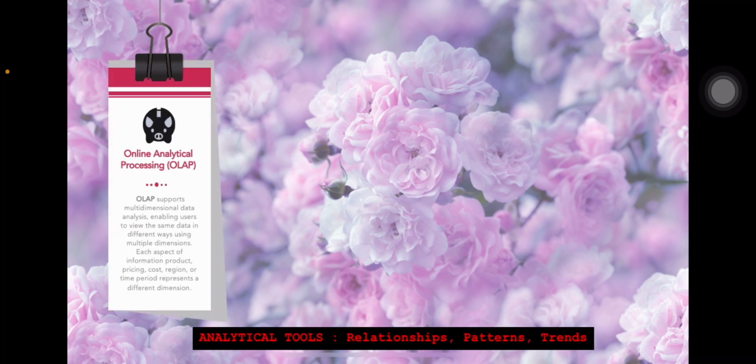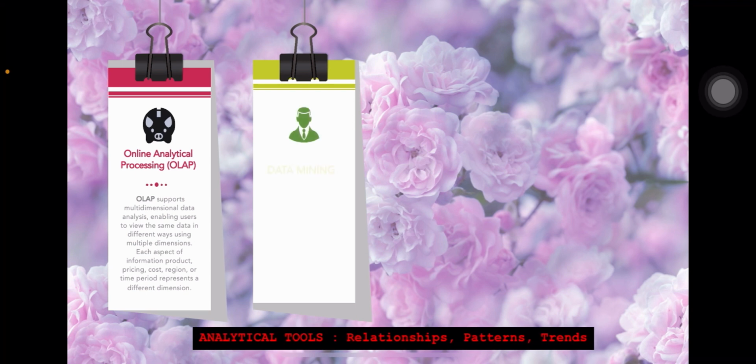First, we have online analytical processing, or OLAP. OLAP supports multidimensional data analysis, enabling users to tap the same data in different ways using multiple dimensions. Each aspect of information, product, pricing, cost, region, or time period represents a different dimension. Second, we have data mining. Data mining is more discovery driven. The type of information obtained from data mining include association, sequences, classification, clusters, and forecasts.